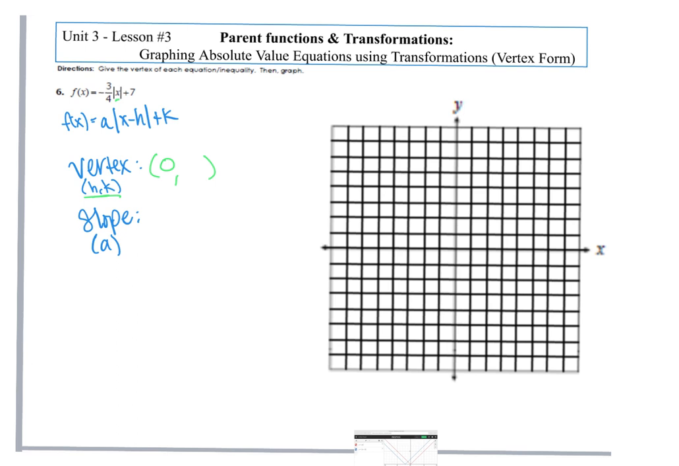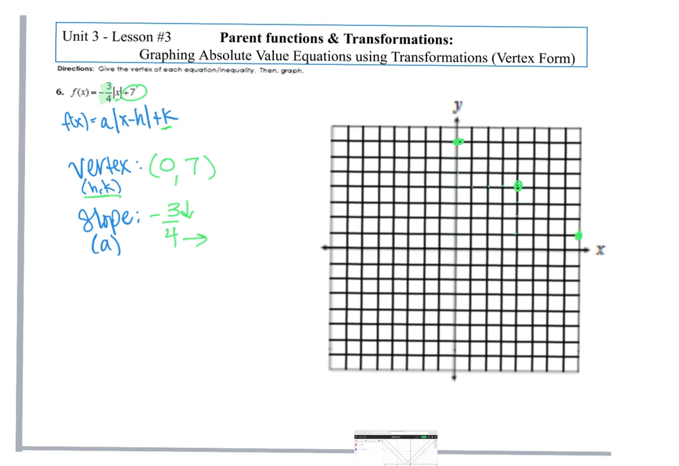The k value is what's being added to the right of the bars, and that's a plus 7. So our k value is 7, making our vertex 0, 7. We stay at the origin, but then move up 1, 2, 3, 4, 5, 6, 7 spaces. Now our slope, again, is what is out in front of the bars, multiplying at the very front, and that is negative 3/4. So negative means move down that many spaces in the numerator. The denominator is how many to the right we go. So we are going down 1, 2, 3, and to the right 1, 2, 3, 4. Plant a dot.